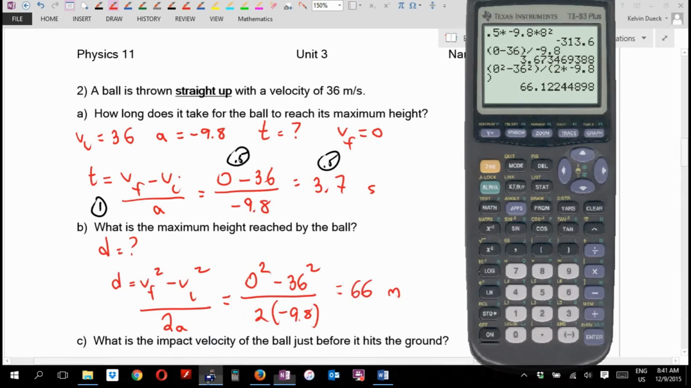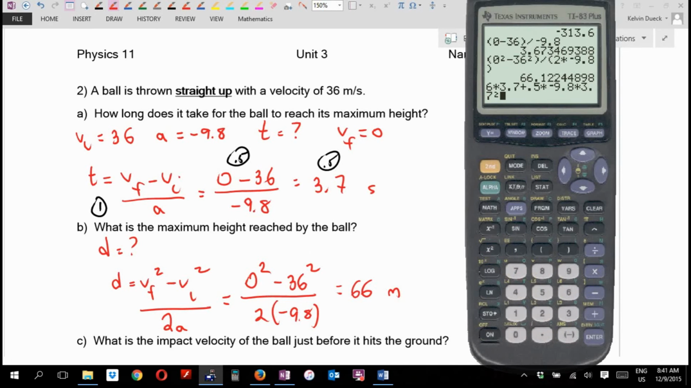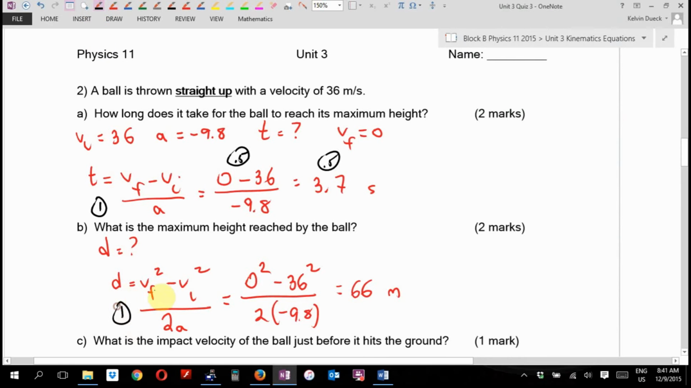You know what? I'm kind of curious. If I had gone via 36 times 3.7 plus 0.5 times negative 9.8 times 3.7 squared. I missed a 3. Oh, that'll help. 36, thank you. VIT plus a half AT squared. I should be close to the 66 point, and I am. Even only to 2 sig figs, I'm pretty good. You know what? I'm pretty sure my time value is right. Yay! Isabella smiles. She says 1 mark, half mark, half mark.